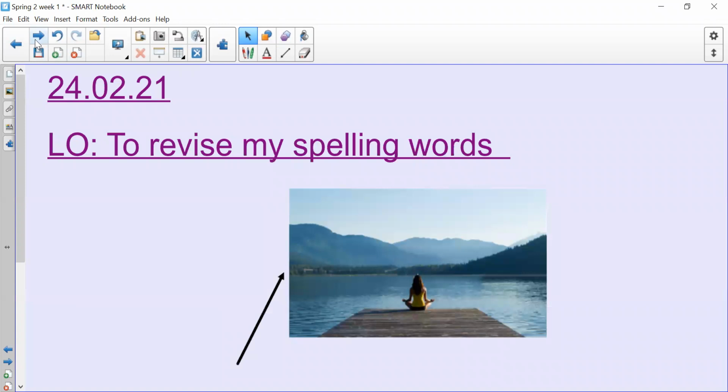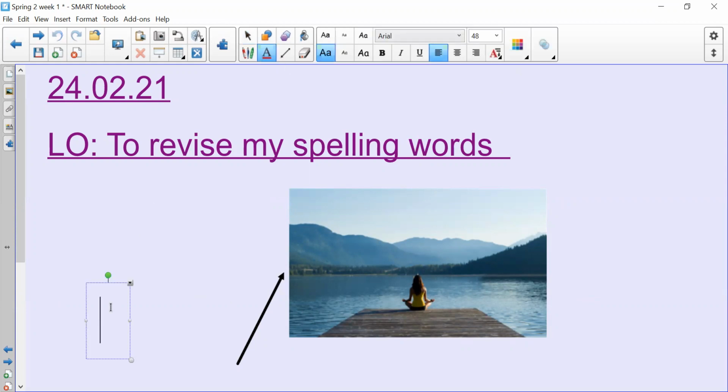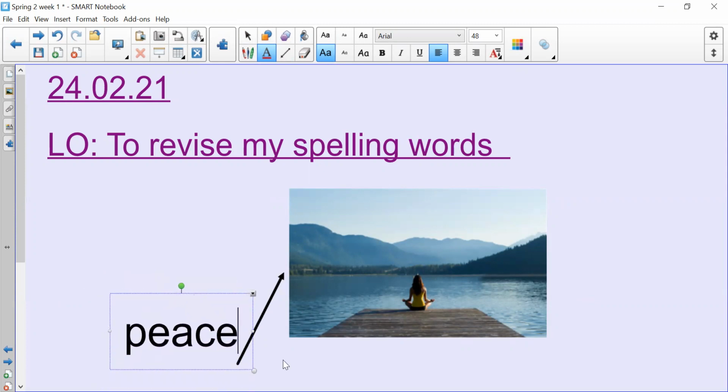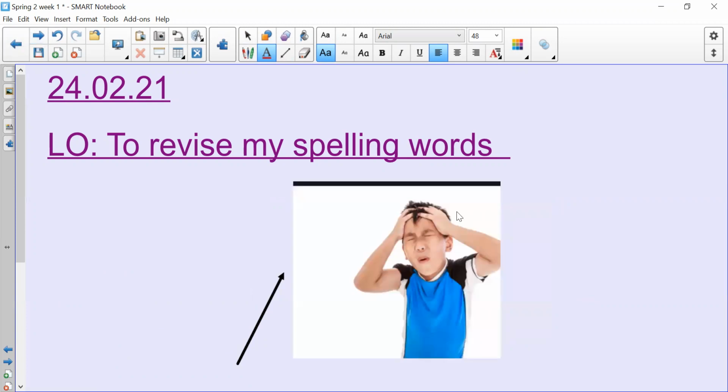Okay, next one. Which of our spelling words do you think this image is representing? Have a little think. Can you remember it? I'll give you a clue. Can you finish it off? Peace. Okay, it looks like she is in a lovely place with lots of peace, doesn't it? No disturbances, tranquil space. Well done if you got that.